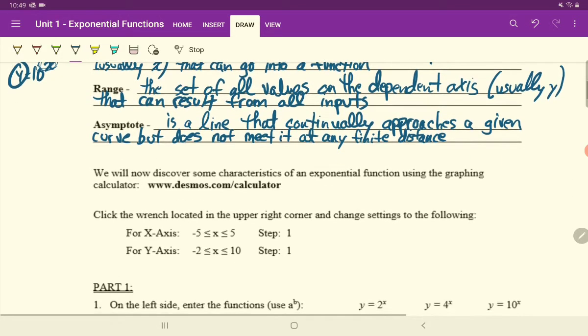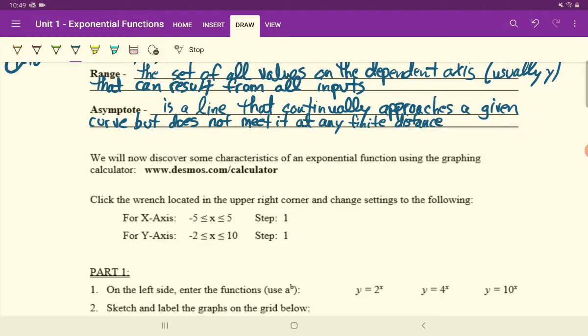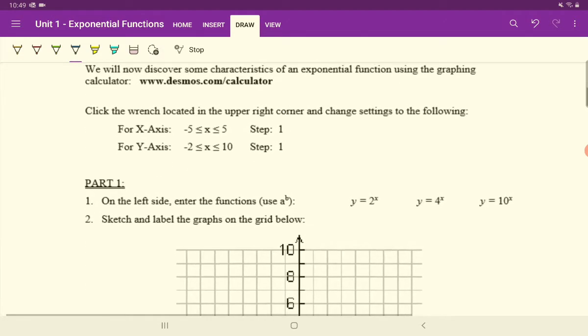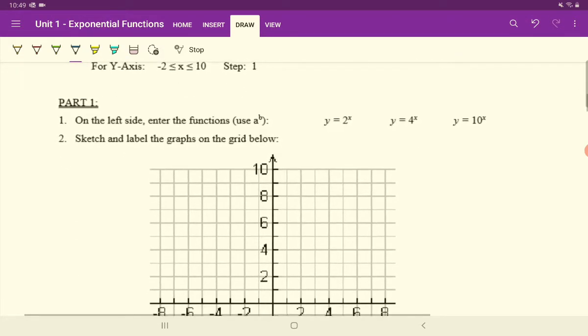For this, in class, I'll be asking you to go into Desmos, but I've already done it. I've already set up Desmos, and let's take a look at the question itself.